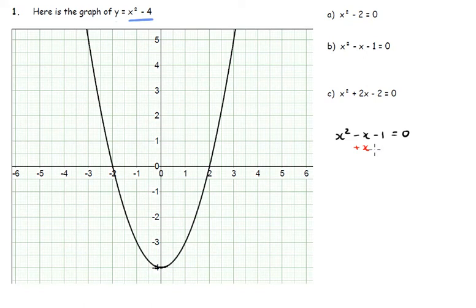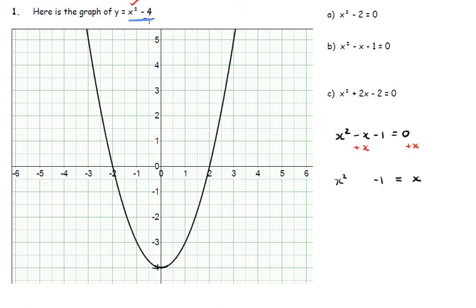But remember the rules of the equation: whatever you do to one side, you've got to do to the other. So I'm going to add the x over to this side here. What I've got now is x squared minus x add x is 0, that goes, but I've still got the minus 1, and that equals x, because I added the x to the other side.